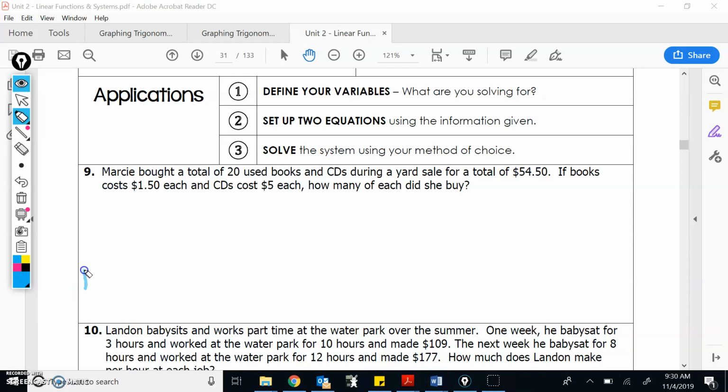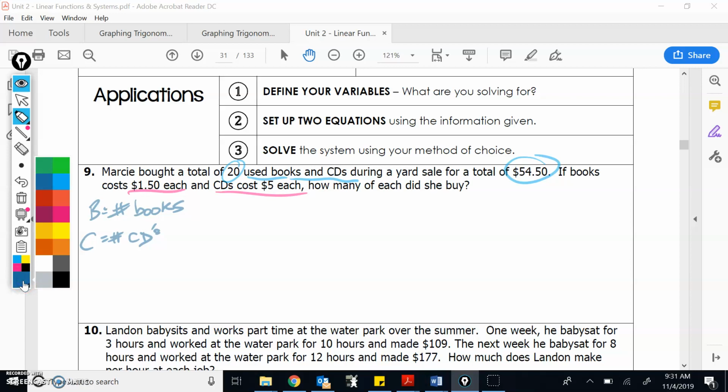Let's do number 9. Marcy bought a total of 20 used books and CDs during the yard sale for a total cost of $54.50. If the books cost $1.50 each and the CDs cost $5 each, we want to find how much of each she bought. Define your variables. Let B be the number of books, and let C be the number of CDs.